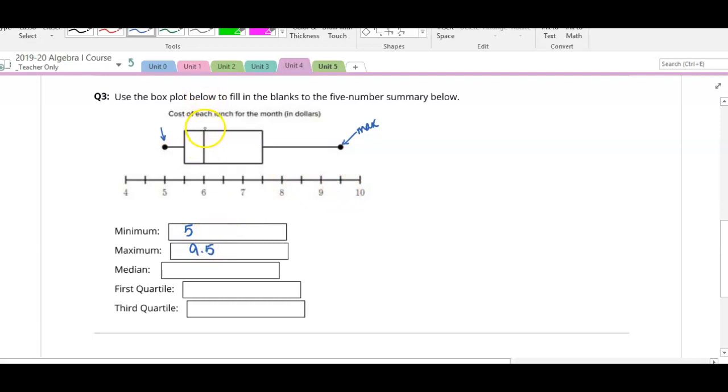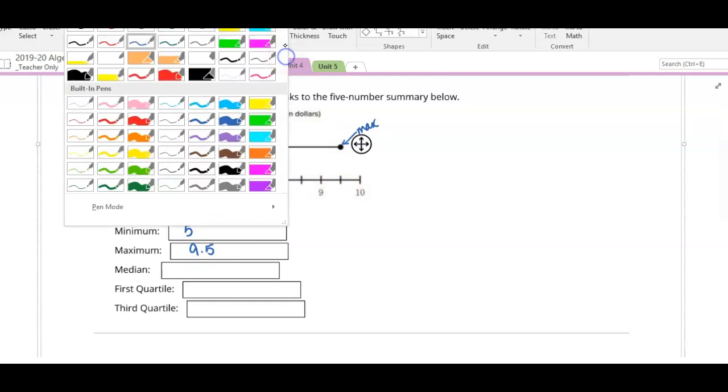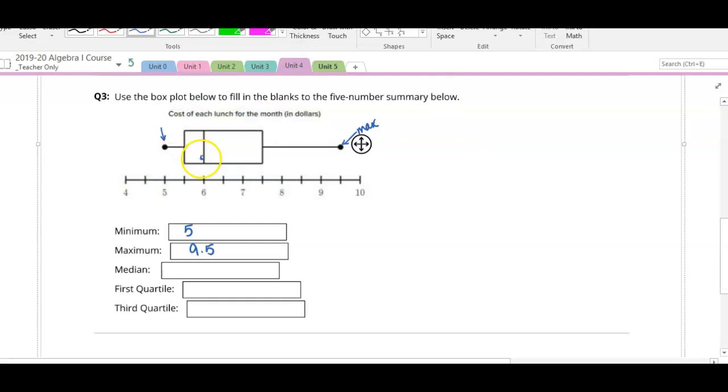The median is always right here in the center of the graph. The center of the box is the median, so in that case it's a 6. The first quartile is going to be the left side of the box, which in this case is 4, and the third quartile is going to be right here, 7.5. The median can be called quartile 2, Q1, Q2, Q3, but it's also the median, so we'll just call it the median.